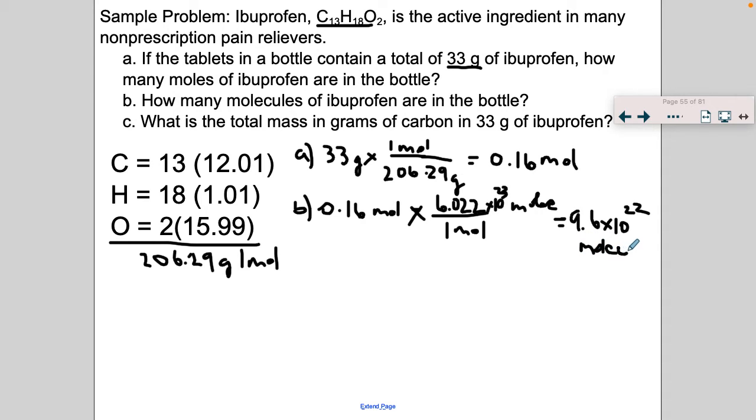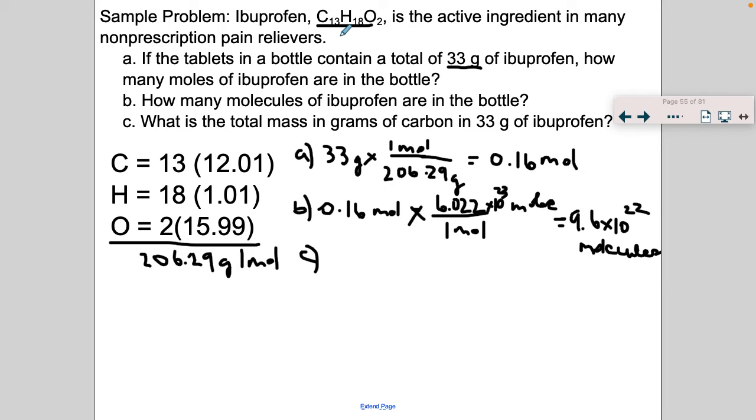Did we already figure out C though? What is the total mass in grams of carbon in 33 grams of ibuprofen? How do we figure that out? It's 13 times 12.01, right? Didn't we already figure that out for the first part? Wouldn't it be 33 grams? No, it's not 33 grams. Your carbon mass times your mole.